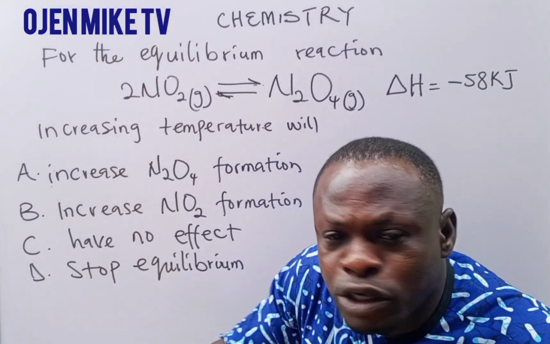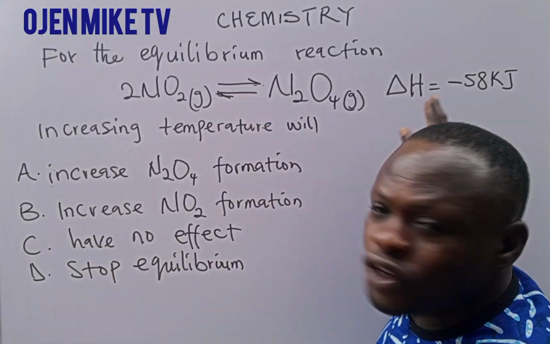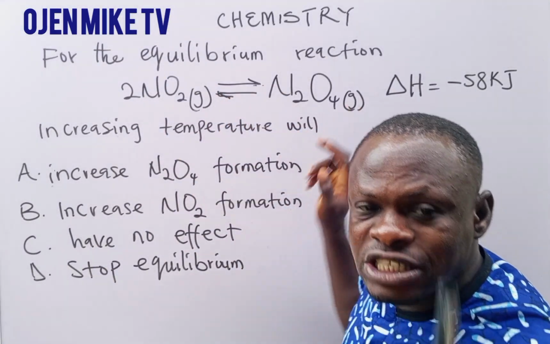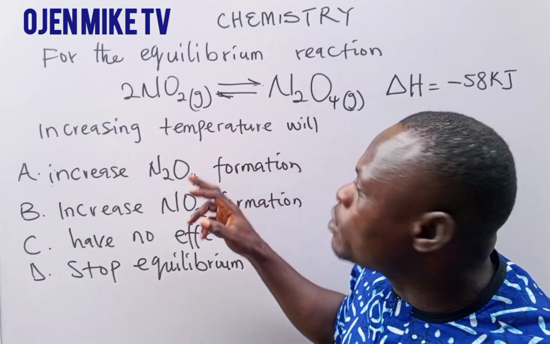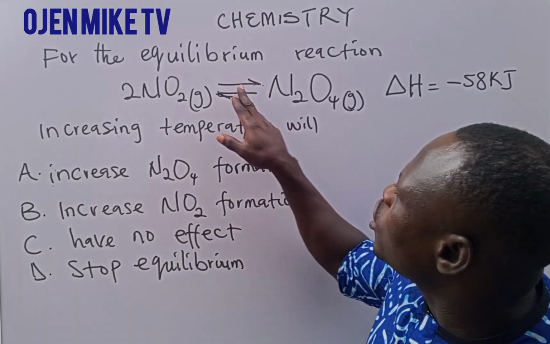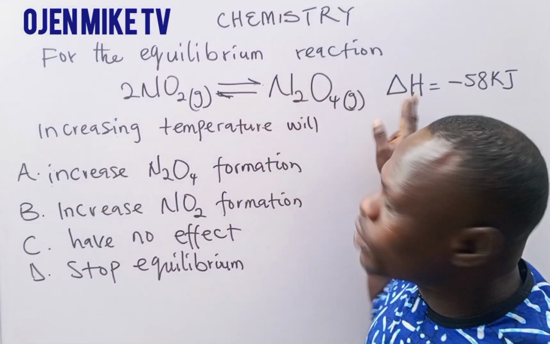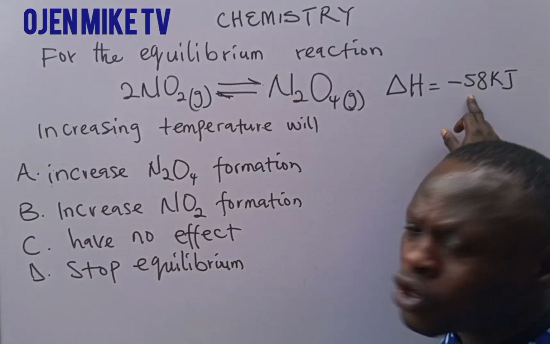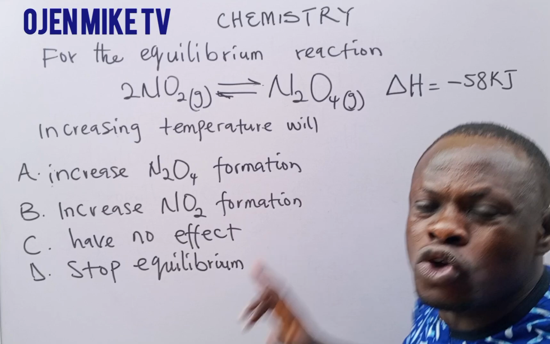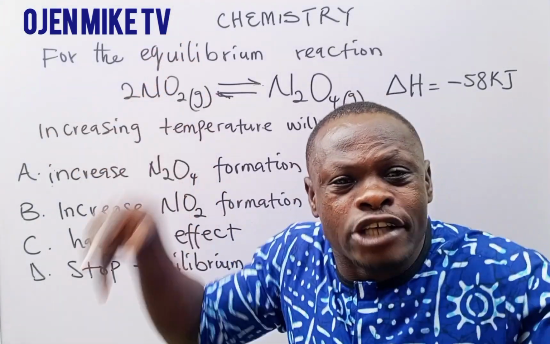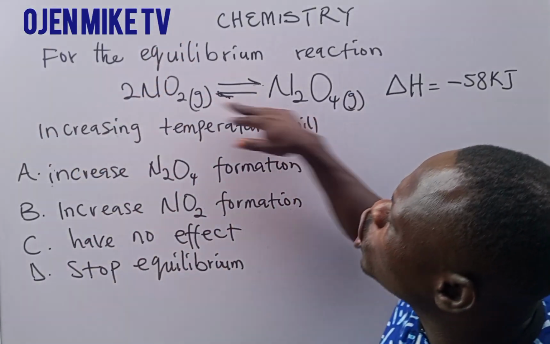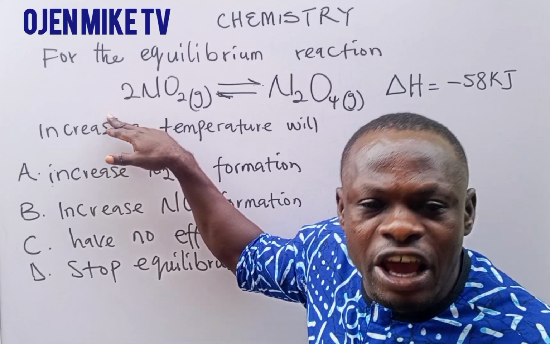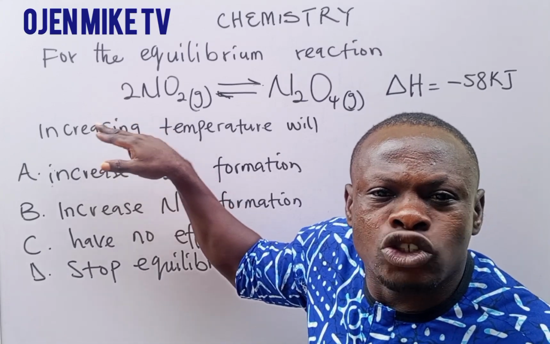If you decrease temperature in exothermic, the equilibrium will shift forward. Do you understand? It is different from endothermic. In endothermic, if you increase temperature, the equilibrium will shift to the right. That is, the forward reaction is favored. You understand? But now they are asking us of exothermic reaction. So if you increase temperature in exothermic, the equilibrium will shift to the left. That is, the backward reaction is favored.